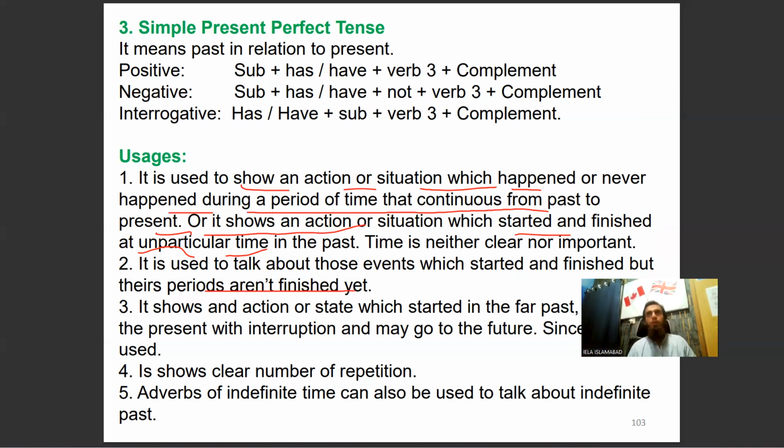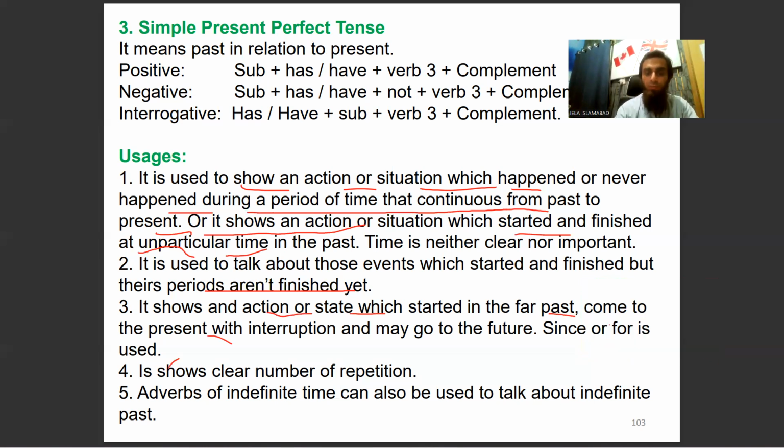Like, what does it mean? If you talk about today's routine activity, if you have done something today, you should use present perfect. But if you have done something last day, you should use past indefinite, like past time, that is past. But today's time period, the whole day, is not past. So the time that is not past and something is past, the activity is past, for that moment we use present perfect tense. Next, it shows an action or state which started in the far past, comes to the present without interruption, and may go to the future.